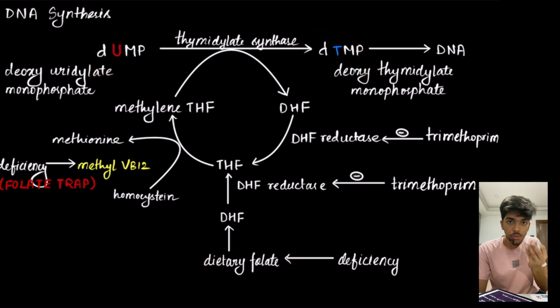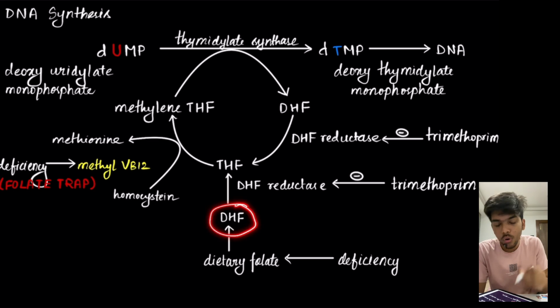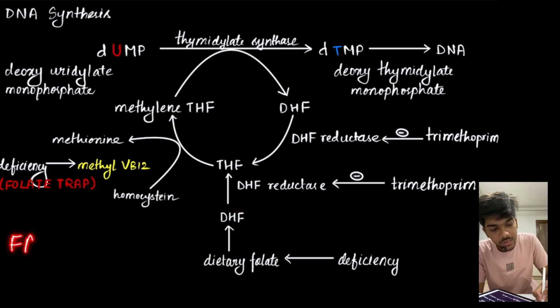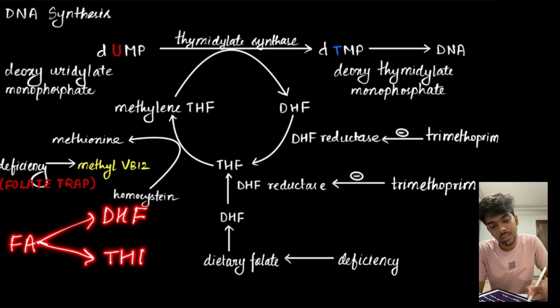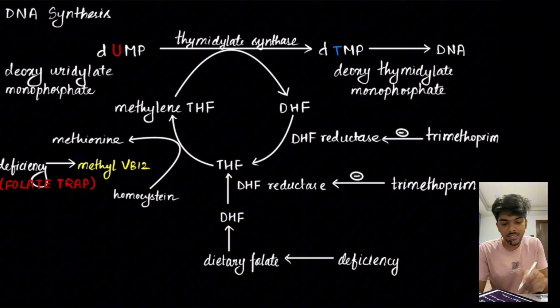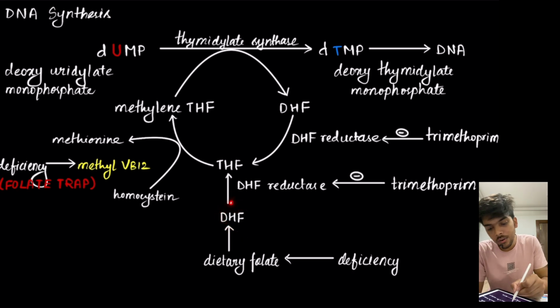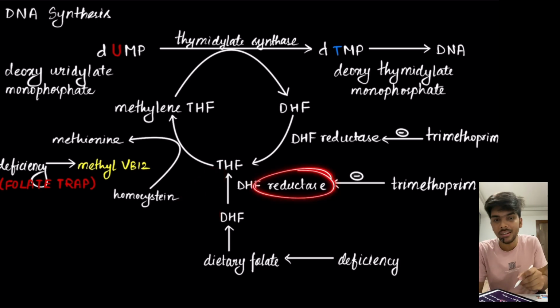What happens? So you take in folic acid through diet. So you get your dietary folic acid, which is dihydrofolic acid. See, folic acid is present in two forms. One containing two hydrogen group called dihydrofolic acid, and the other containing four hydrogen group called tetrahydrofolic acid. Your food contains dihydrofolic acid, which is converted to tetrahydrofolic acid. Since there is addition of hydrogen, reduction is taking place, so you require a reductase enzyme.